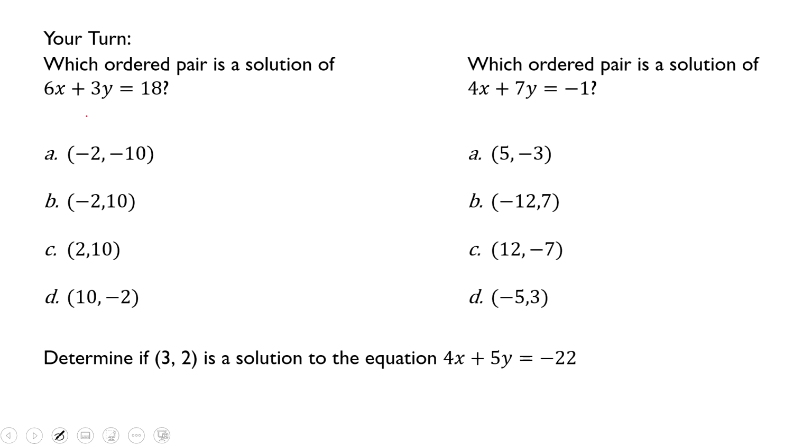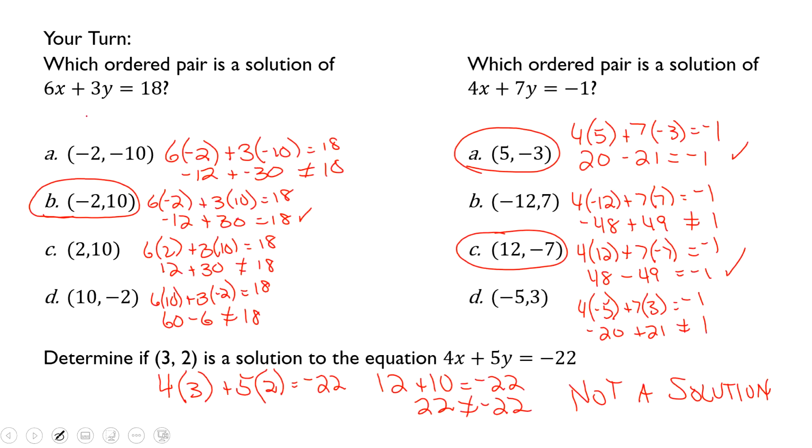and come back and check your work. Okay, so what we should have gotten here. The first one, the only possible solution for that equation is B, negative 2, 10. We plug it all in, we get negative 12 plus 30 equals 18. 30 minus 12 is 18, that works. Everything else was not a solution.